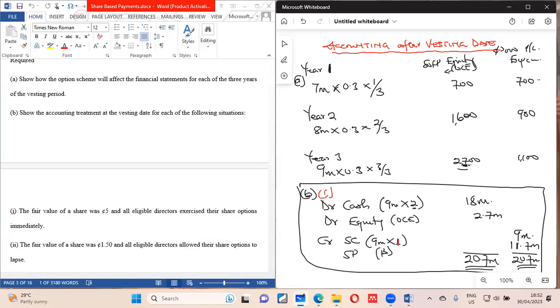And you see, this figure will continue to be there if you want. But if the option is not exercised and you want to take away the OCE element, you may transfer it to your retained earnings, and therefore you will debit this OCE account and transfer this 2.7 to retained earnings. It is optional. It is an accounting policy. If they do it, then you do that transaction for them. If they don't, then there is nothing for you to do. All right, so that is that.